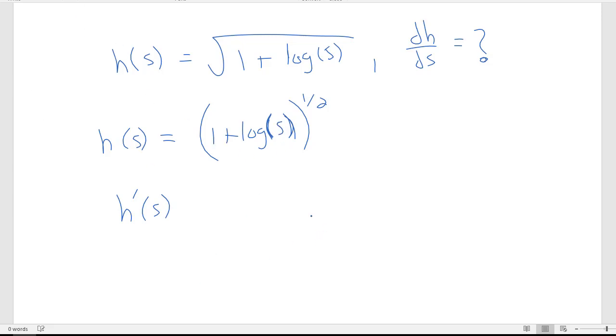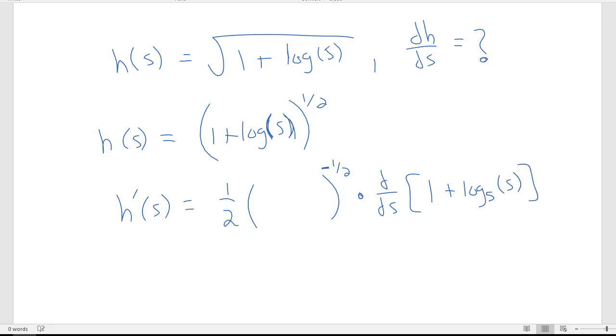Okay. All right, so when I look at this expression here, this is a chain rule again. So the inner function is 1 plus log s. The outer function is the 1/2 exponent. So I'm going to take the derivative of the outer, and then 1/2 minus 1 is negative 1/2. And then I'm going to multiply by the derivative of the inner. Trying to make my s's look different there. Oh, wait, that's not log base 5. What is wrong with me, right?